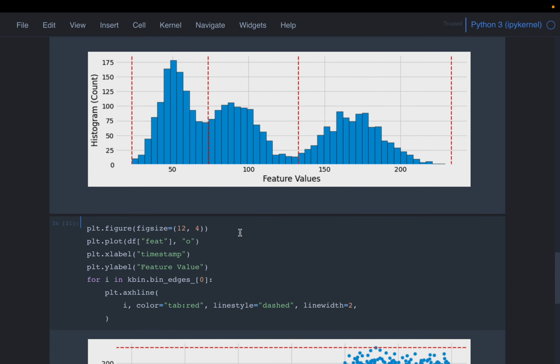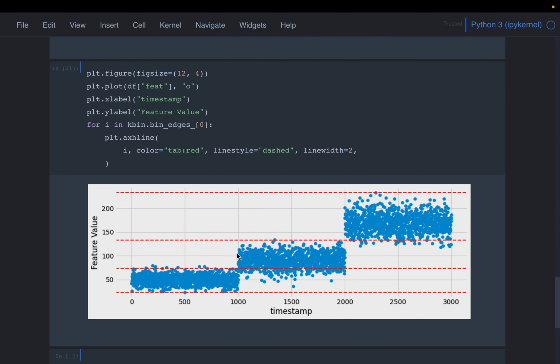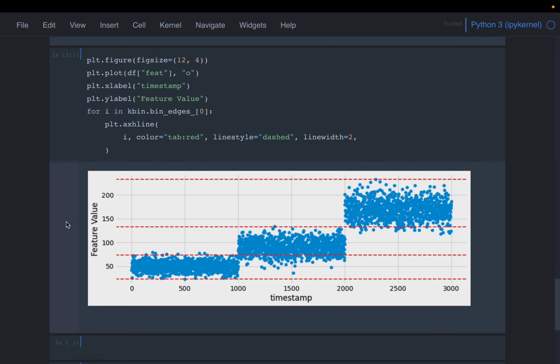Now, if instead of the histogram we look at the raw values as they are, so here we have the 3000 raw values, and the first group values are between these two horizontal lines, and the second group values are between these two, and the final group values are between these two. So it seems like the model has done a pretty good job.